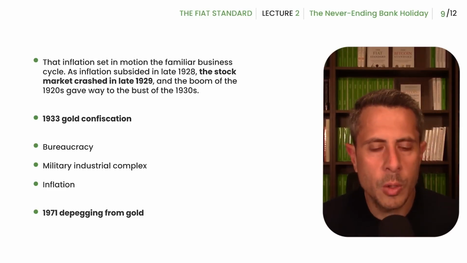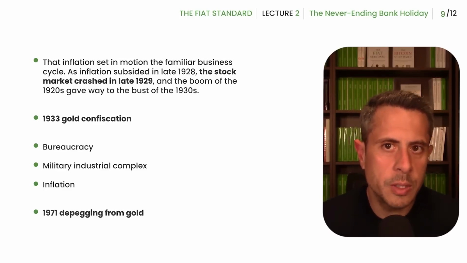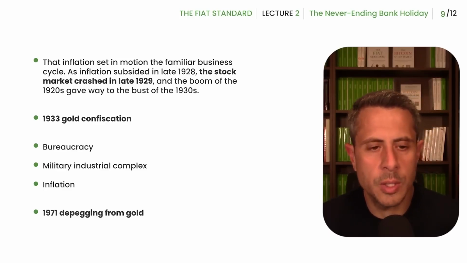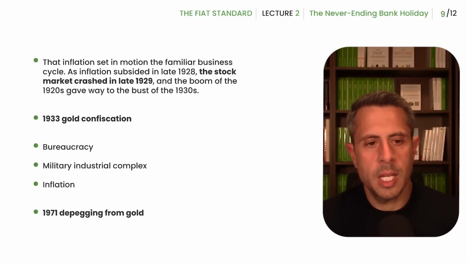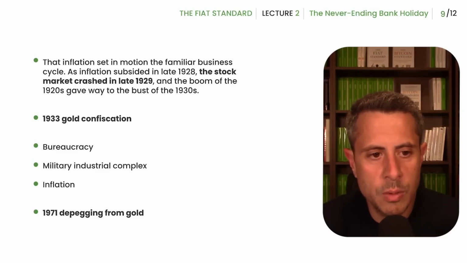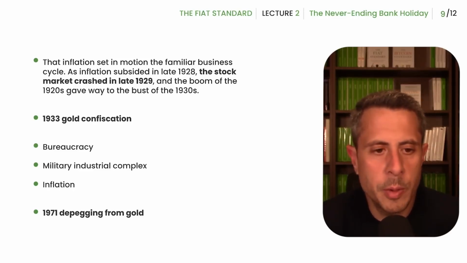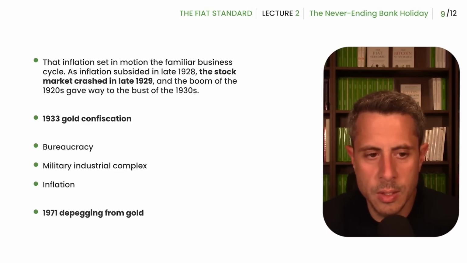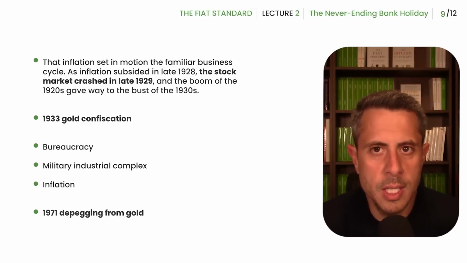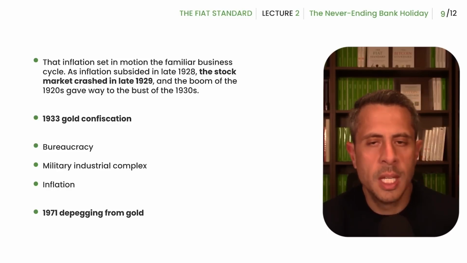seized all of the gold that existed in the banks and gave people dollars in exchange of it, and they devalued the dollar. It used to be that gold was worth $20 an ounce, and then they devalued it to $35. So there was about a 40% devaluation of the dollar. And as a result of this, of course, the government of the US grew enormously, and there was a massive growth in the bureaucracy, in the military-industrial complex, and of course in inflation.